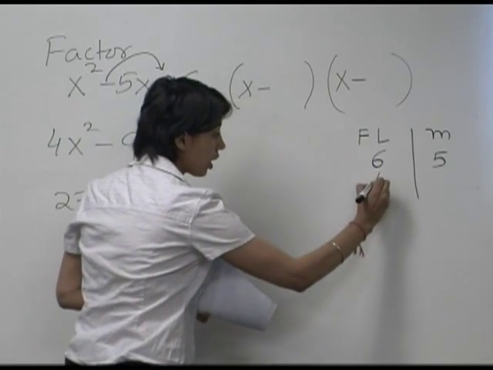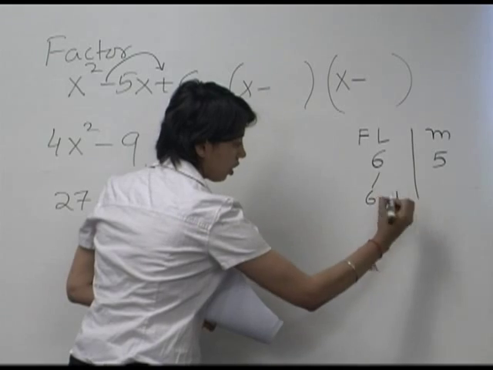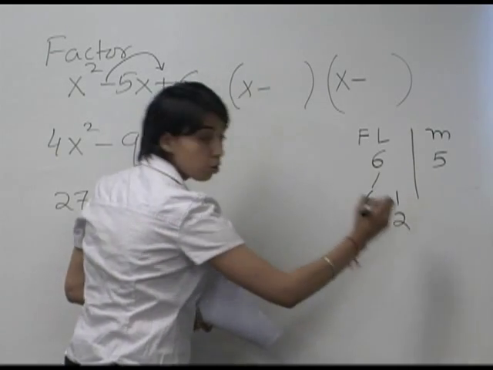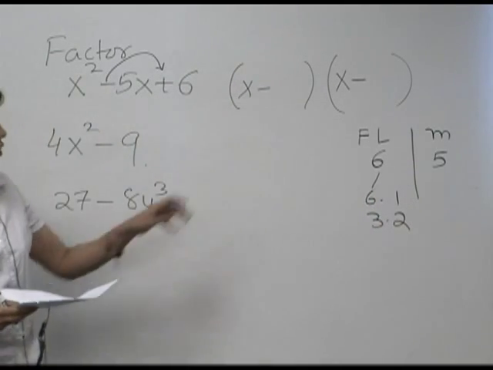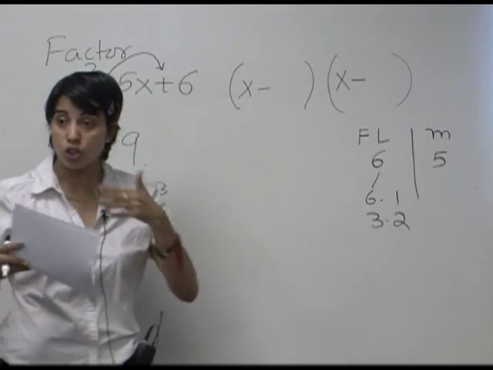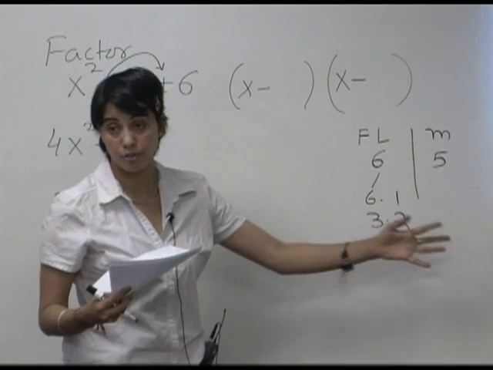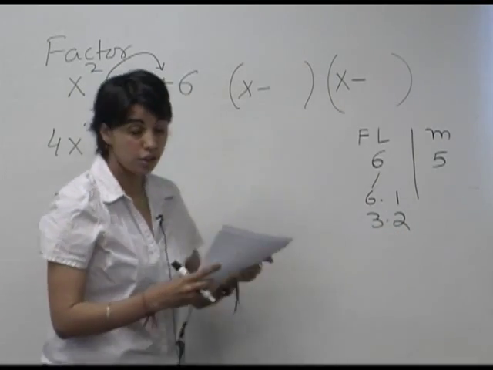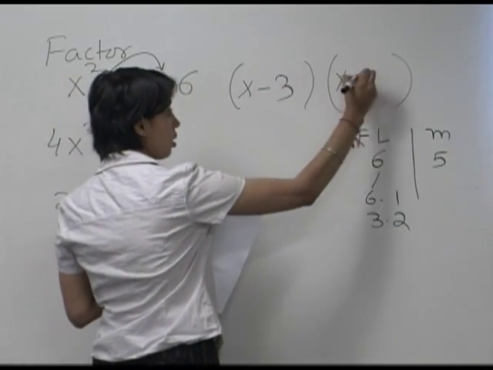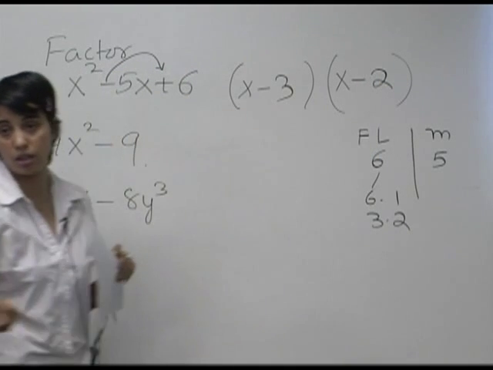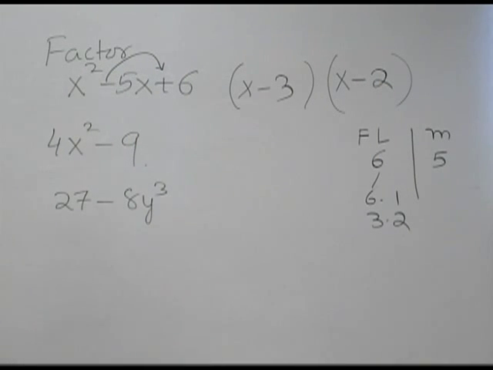So if you have 6, the factors are 6 times 1, 3 times 2 or 2 times 3. So if they have the same sign here, which 2 numbers do you add to get 5, not subtract? So first is always the bigger number, second is always the smaller number. So x minus 3 times x minus 2. Alright, good.